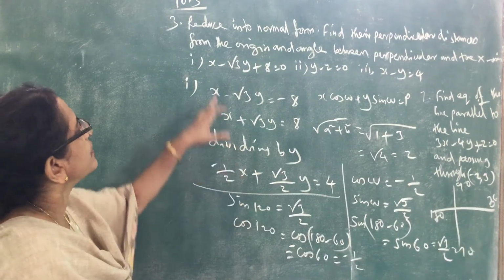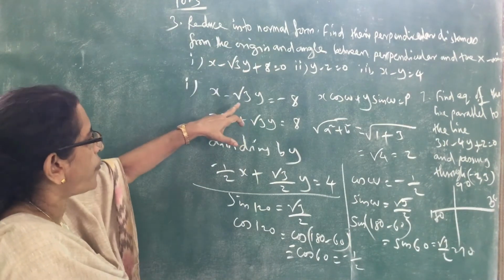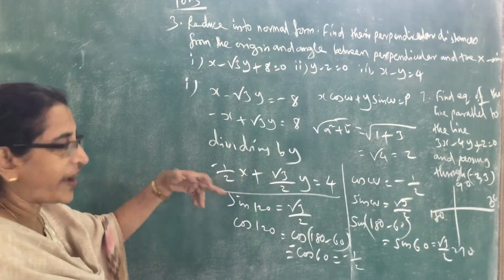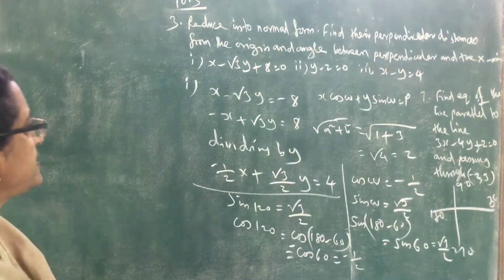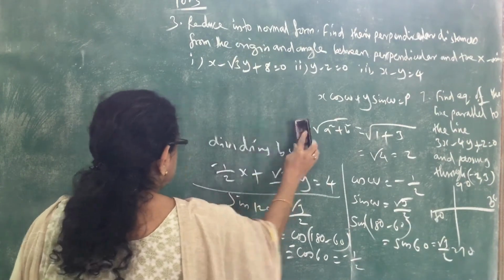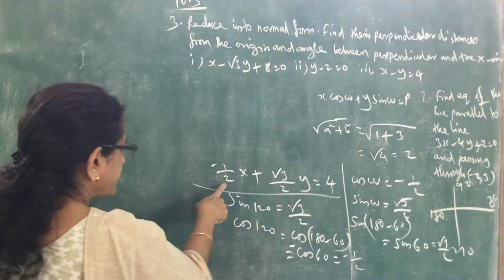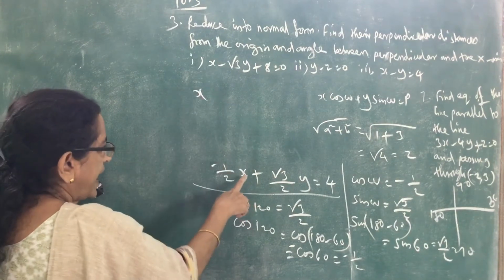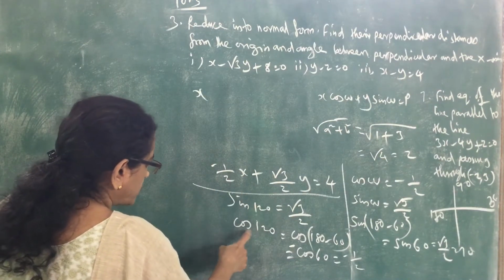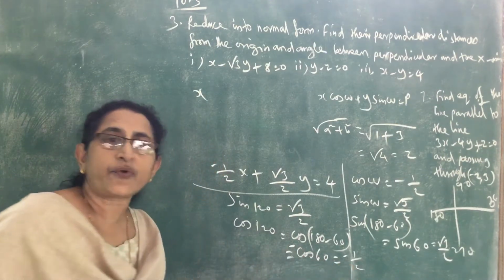So the question is reduced into normal form. We have to write it in the form x cos omega plus y sin omega. What is omega here? So we can write in the normal form x, and in place of negative 1 by 2 we can write cos 120, because cos 120 is the same as negative 1 by 2.